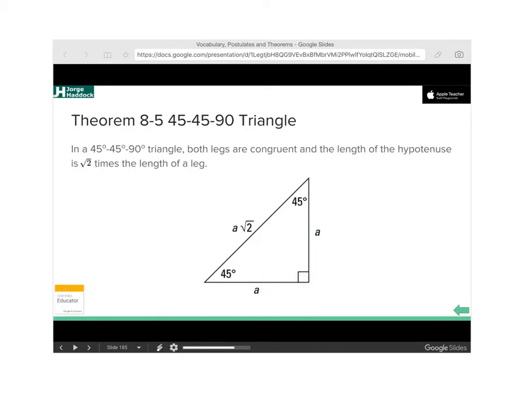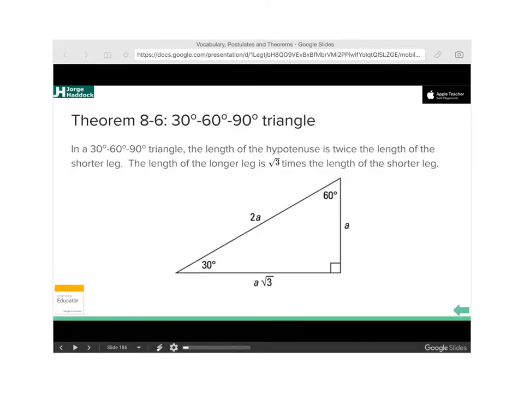My second special case of a triangle is a 30, 60, 90 triangle. We have 30, 60, and 90. The opposite side to the 30 angle is the smallest leg. The opposite side to the 60 angle is the longest leg. And this is the hypotenuse. As you can see, the side opposite to 30 is the smallest, so it's A. The longest leg is square root of 3 times that measure, so it's A square root of 3. And the hypotenuse is twice the smallest leg.